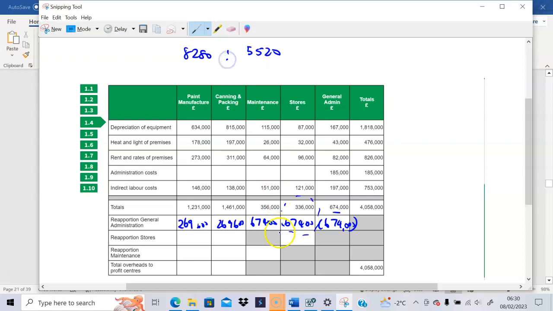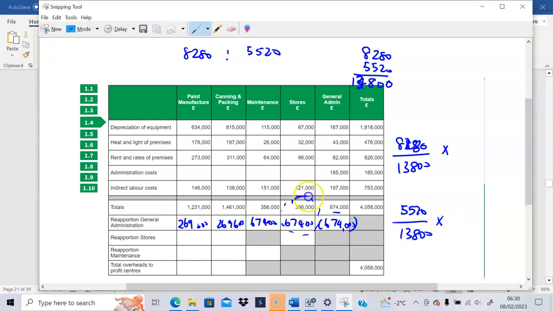So basically split these costs in that ratio. It's just ratio, isn't it, here? So I'll add these two together and then do them as fractions. That's 13,800. So the first one will be 8280 over 13,800 times whatever this total is, and the next one, of course, will be 5520 divided by 13,800 times whatever this total is.